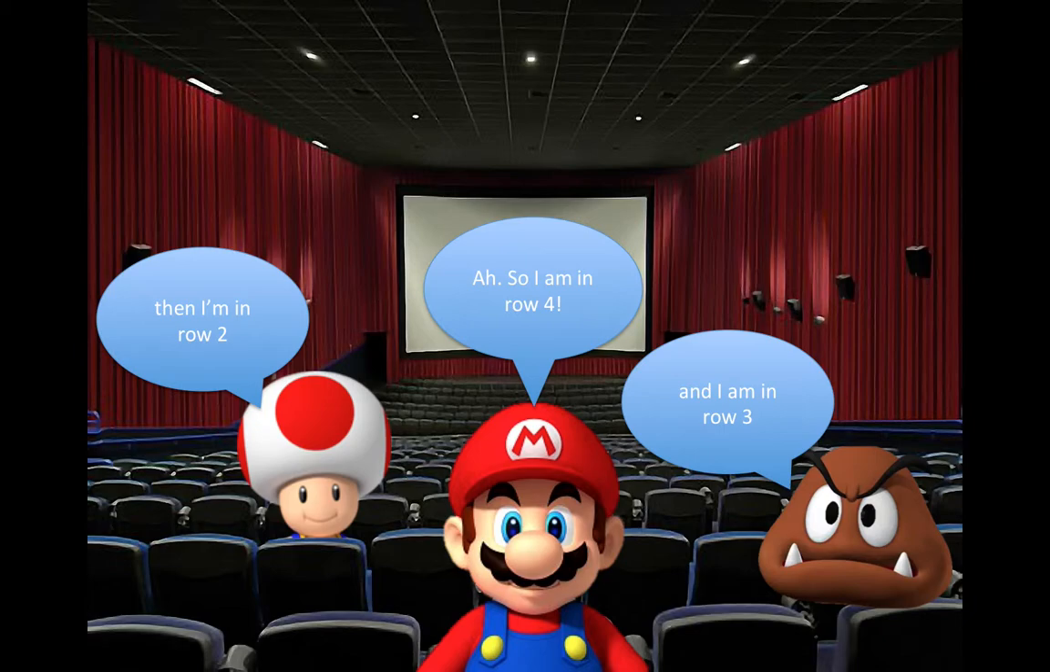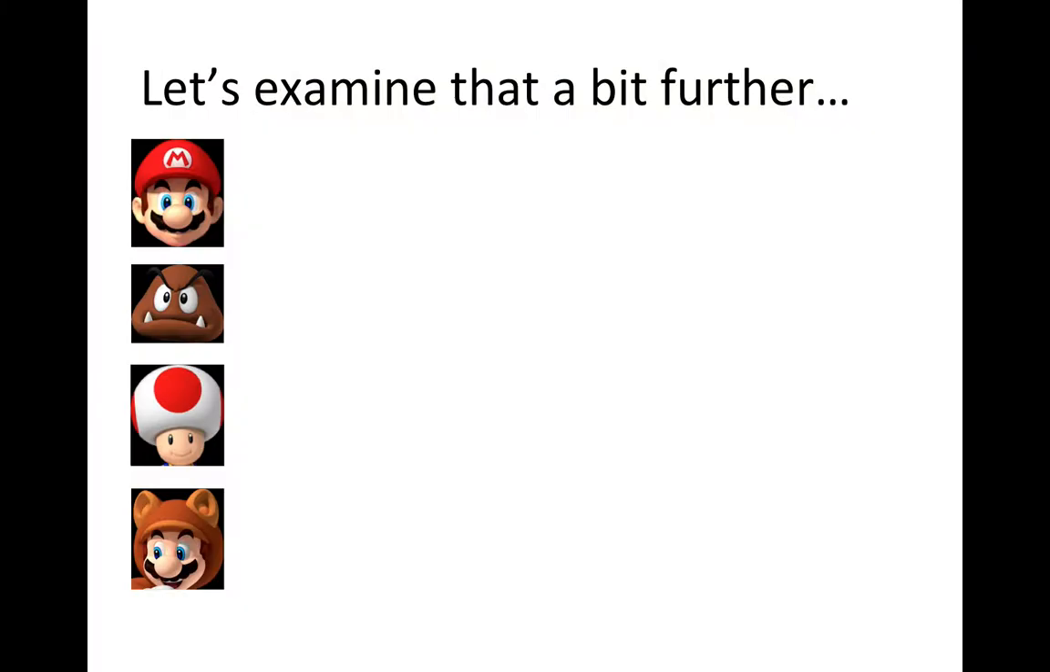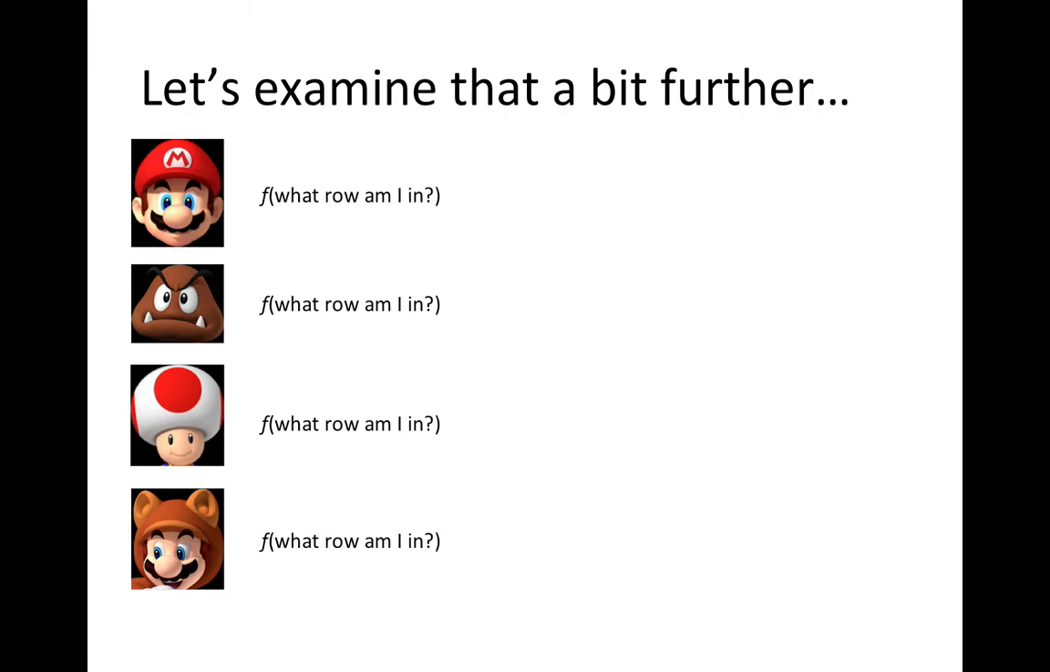So let's see how this actually works recursively. We initialize Mario. What row am I in? Well, Mario doesn't know, so he asks Koopa. Well, what row is Koopa in? Koopa doesn't know, so he asks Toad. What row am I in? Well, Toad doesn't know, so he asks Tanuki Mario. And since Tanuki Mario is the base case, Tanuki Mario is in row 1.